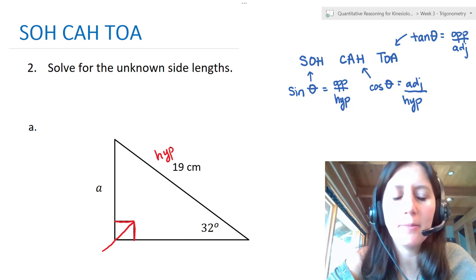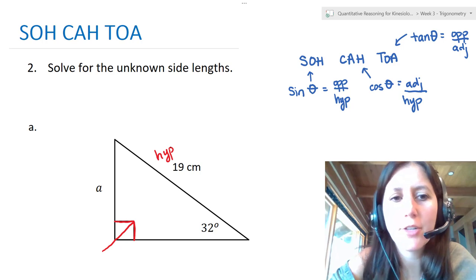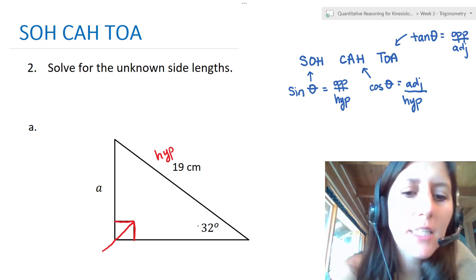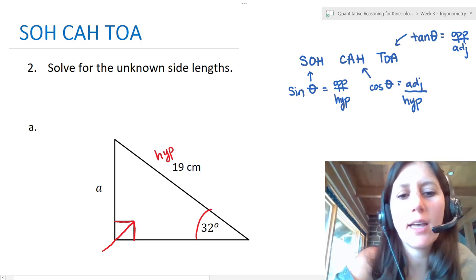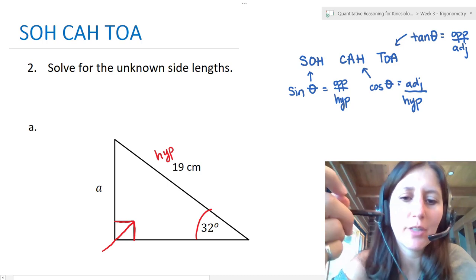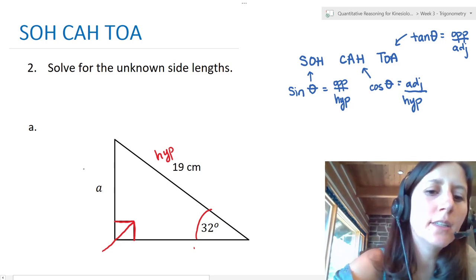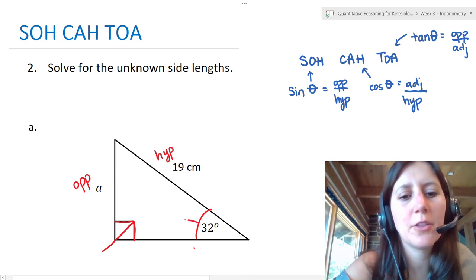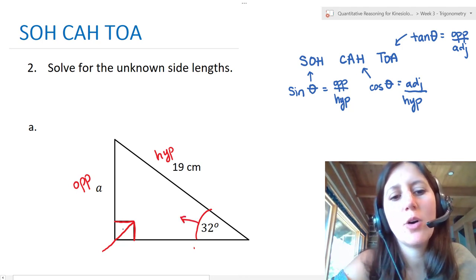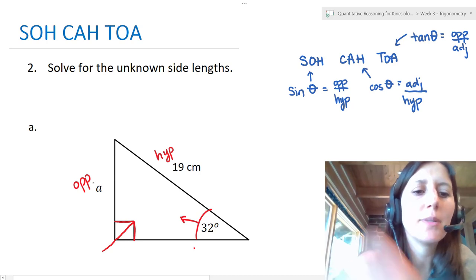So let's start with opposite. So to label the opposite side, you just need to know which angle it is that you either know or you're looking for. So in this case, we know this angle here, the 32-degree angle. So the opposite side is opposite of the 32-degree angle. So it's not the side that's touching it over here, it's opposite of it. So it would be over here. Opposite. So it's opposite of the 32-degree angle. Okay, so opposite of the 90-degree angle is hypotenuse. Opposite of the angle that we know, or the angle that we're looking for, is the opposite side.